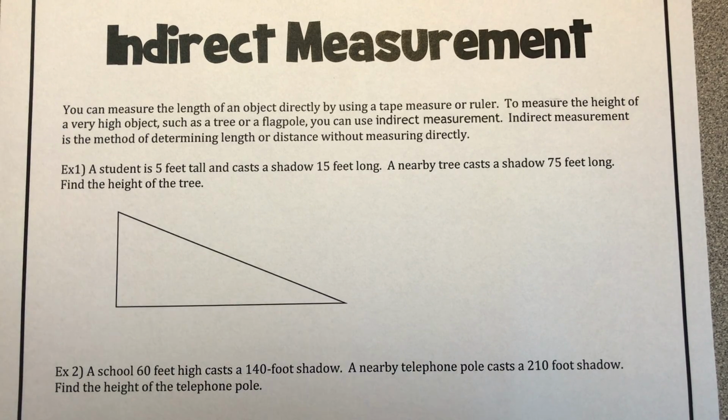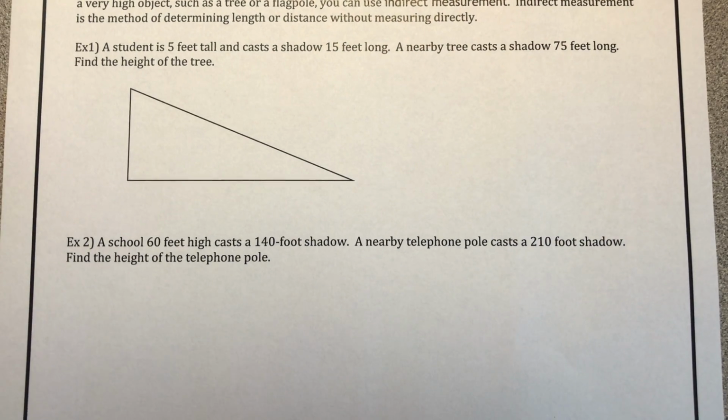Today we're going to talk about indirect measurement, which is using proportions of similar figures to measure objects that are either really difficult or impossible to measure directly. So, for example, if we were to try to measure the height of a building with a yardstick or a measuring tape or a ruler, it would be almost impossible. But we can use indirect measurement and the proportions created by similar figures to measure indirectly. So let's look at example number 1.